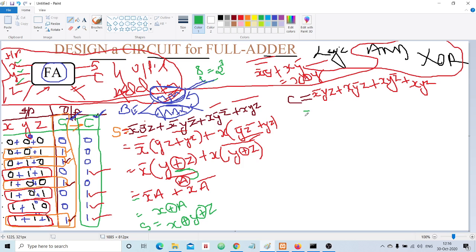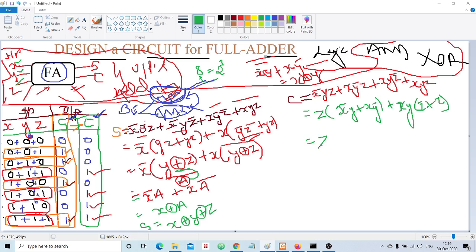Again, you can apply the formulas. Which is a common factor over here? I think z is a common factor. You can take z outside, so it will become x bar y plus x y bar. Correct? Then here xy is a common factor. xy is a common factor. Then this will become z bar plus z.